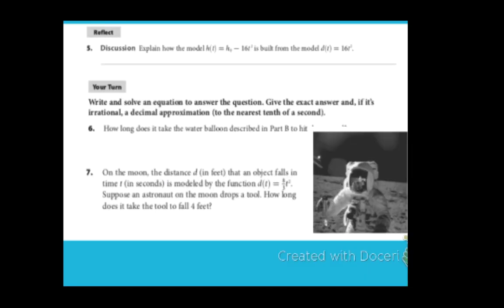Before I have you pause the video to try 6 and 7, number 6 should say, how long does it take the water balloon described in part B to hit the ground? So in other words, you want to know when it's on the ground, and so consider how high it is when it's on the ground, and that should allow you to write an equation that you can solve to find out when it hits the ground. And then also complete number 7, and tune back in to check your answers.